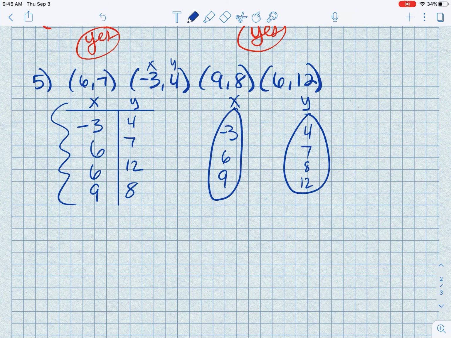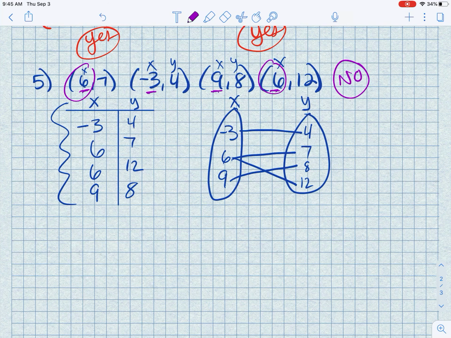So when x is -3, my y is 4. When x is 6, my y is 7. When x is 6, my y is 12. And when x is 9, my y is 8. Okay, so look at any of these, okay? Look at the first one. Compare the x's. Do the x's repeat? Yep. So is it a function? No, because our inputs cannot repeat.